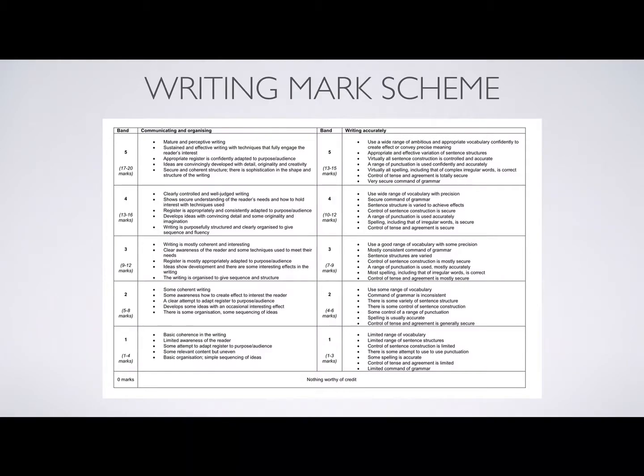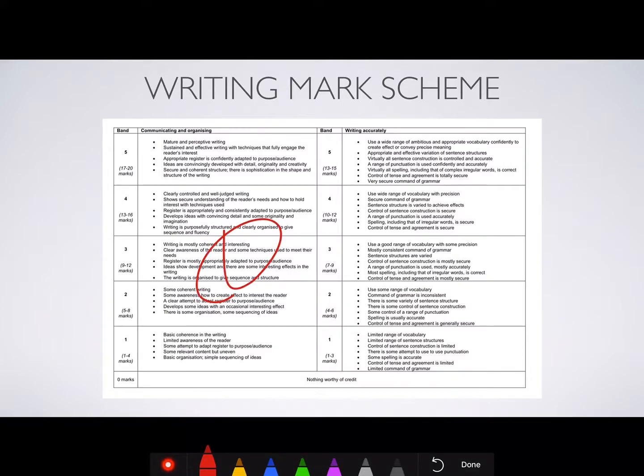So if we're looking at the writing mark scheme, again we've got the two sides. We've got the communicating and organising, and then we've got the writing accurately. We're going to be focusing on this one today and looking at how we can use a wide range of vocabulary with precision and thinking about conveying precise meaning with our vocabulary. The whole point of language is to communicate, and that's what you really need to remember when you're writing.